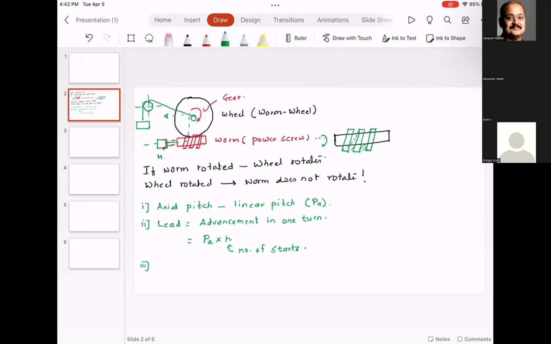Next concept is the lead angle. Usually the lead angle is from 9 degrees to 45 degrees, which is tan inverse of lead divided by pi times diameter of the worm. Now, just to give you a pictorial view, we talked about the same concept in power screws. This is the lead.